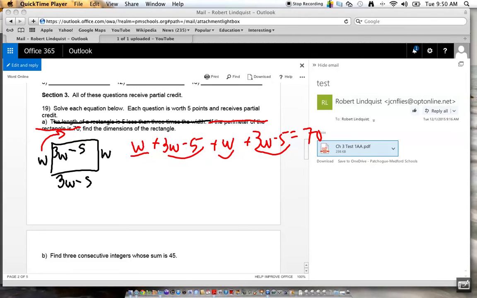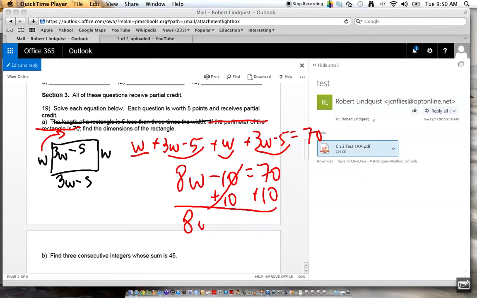So this is the same size situation. That's 4 W's, 5 W's, 8 W's. Minus 5 and minus 5 make minus 10. Is 70. Once you set it up, it's usually not hard to solve. 8W is 80. Divide by 8. W is 10. Okay, so great.